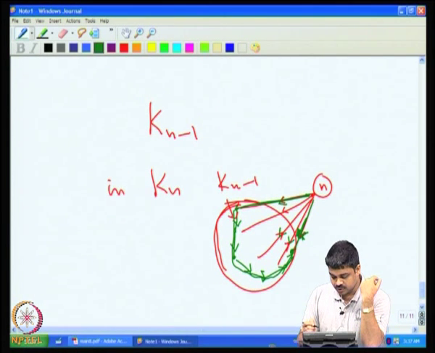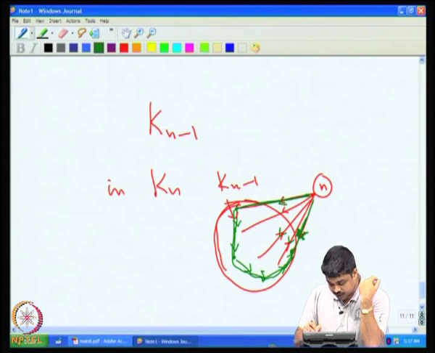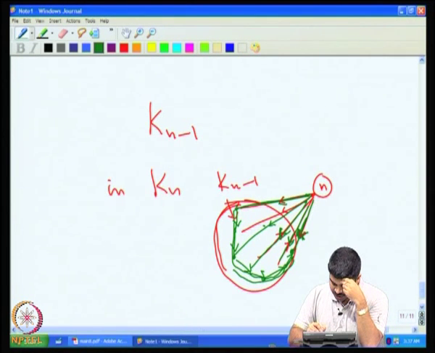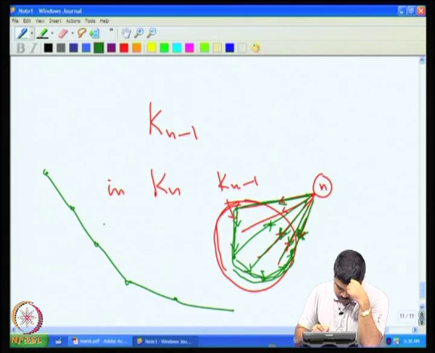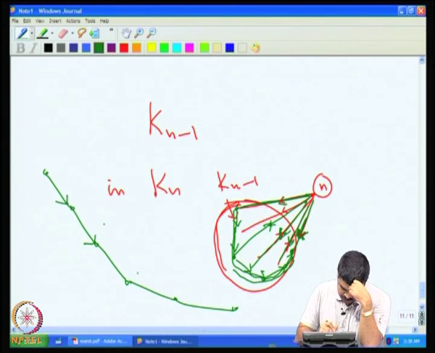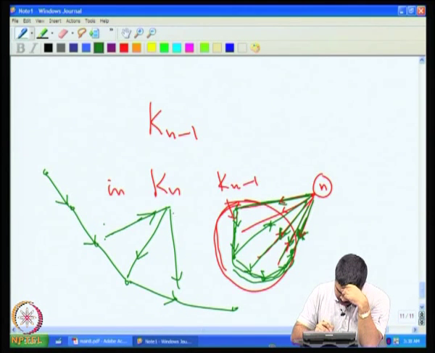Therefore, if I keep going like this, just checking the orientation of the edges from this vertex, going back along this path, you will see the orientation changing once. At some point you will see that the path has orientation like this. At some point, say at this point, you will see that this is oriented like this. From here onwards, all the orientations are like this.